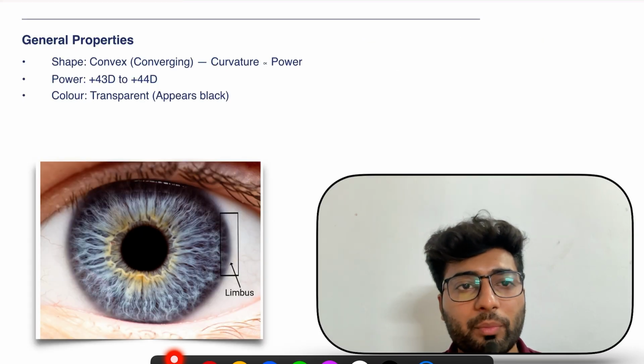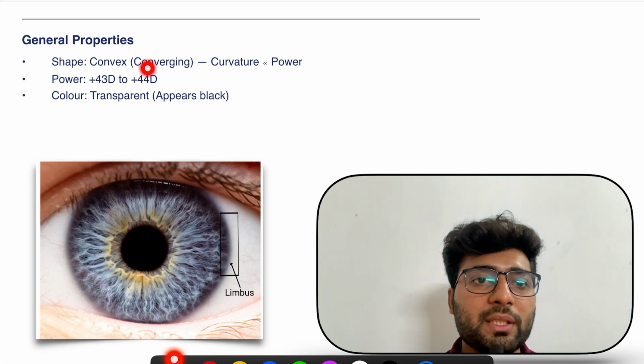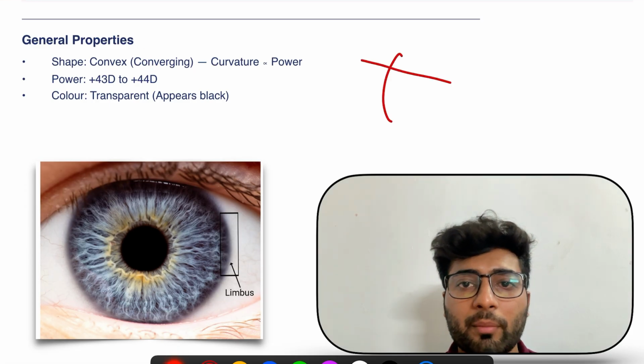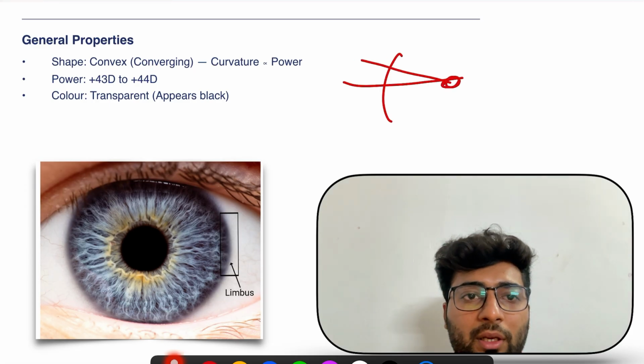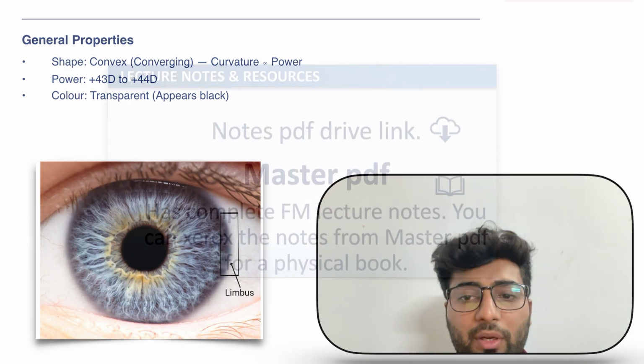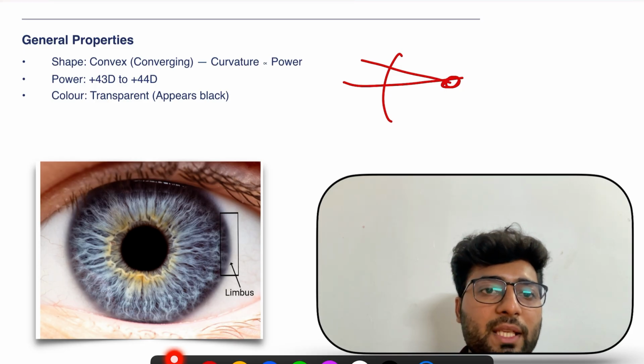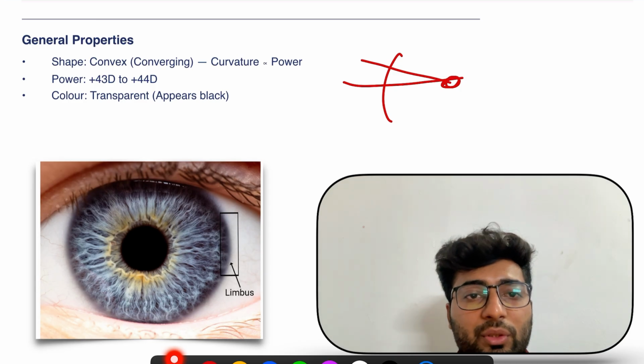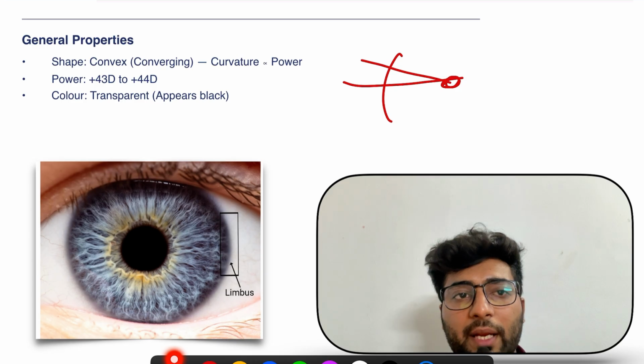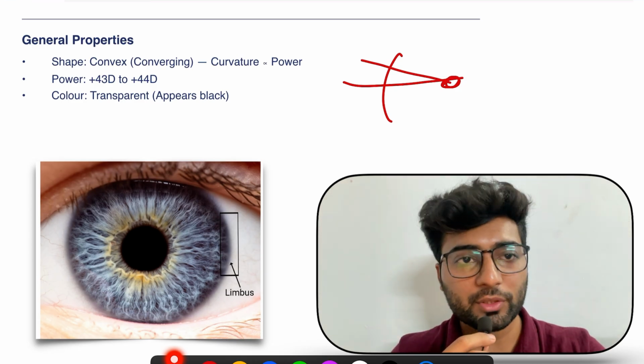Now, some general properties about the cornea. The cornea is convex. We know that the cornea bends light, right? So it is a convex converging lens. Curvature equals power. The more the curvature of the cornea, the more the power. Now, color. The cornea is transparent. As we know, it is transparent, so that's why we can see the iris and pupil through the cornea, right? So this was all about some general properties of the cornea.